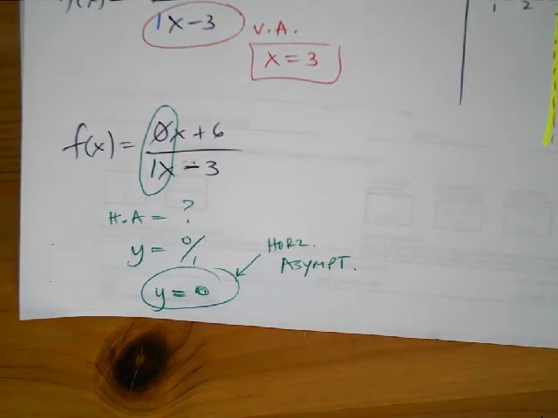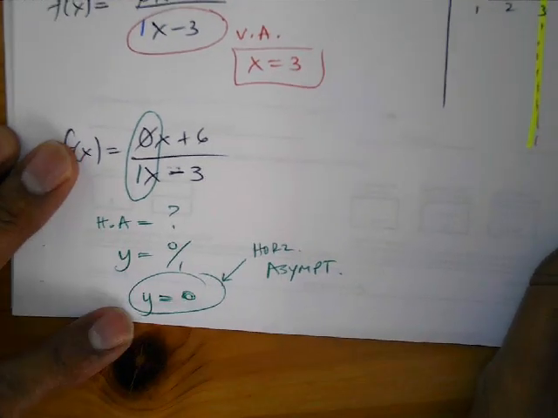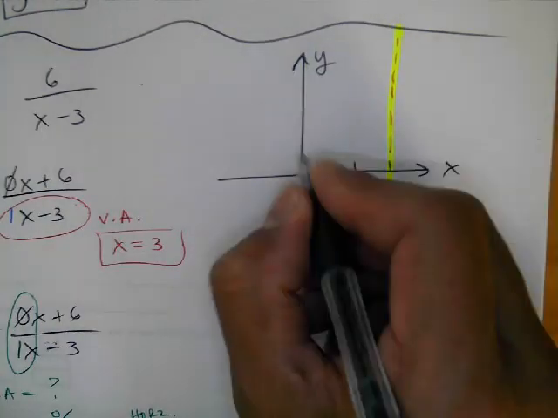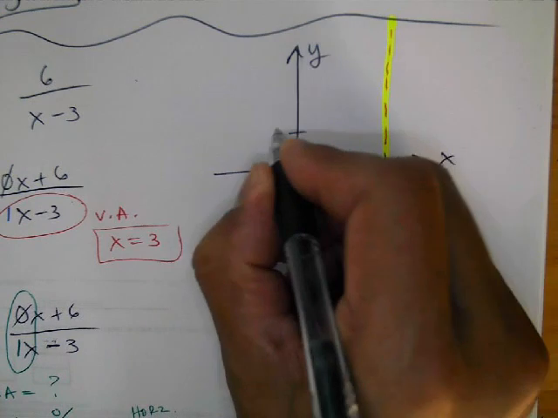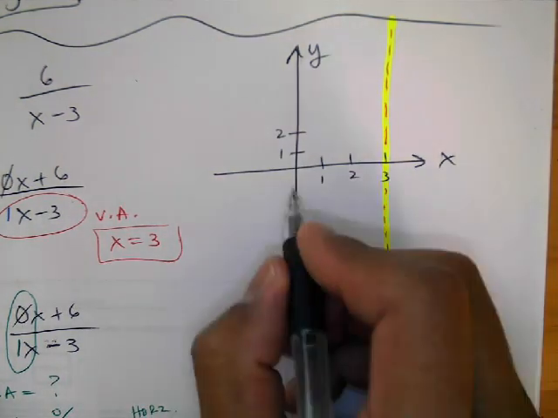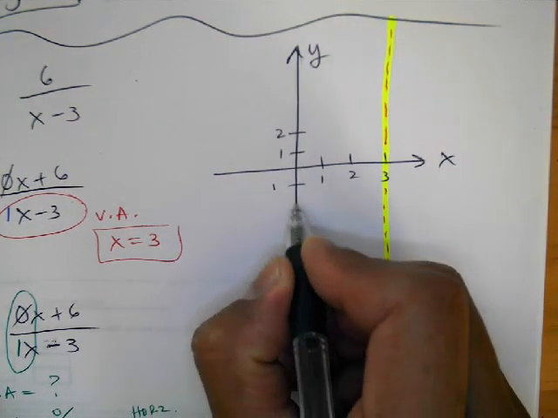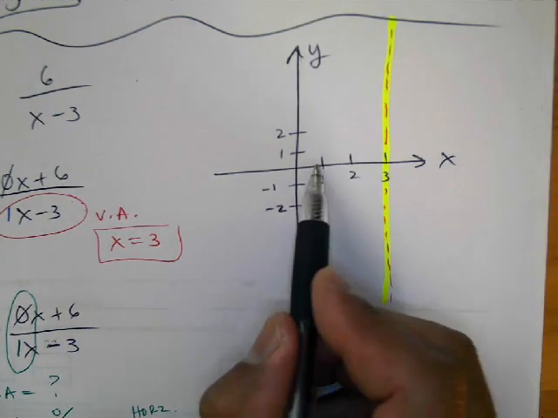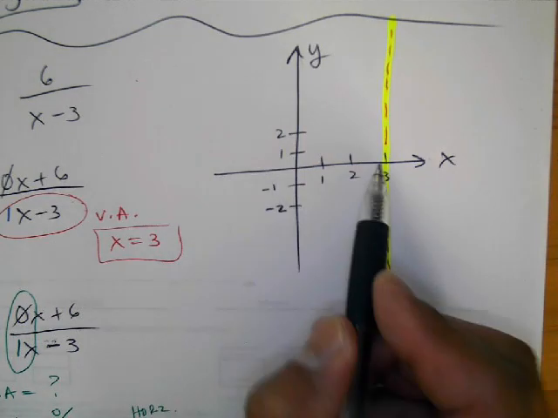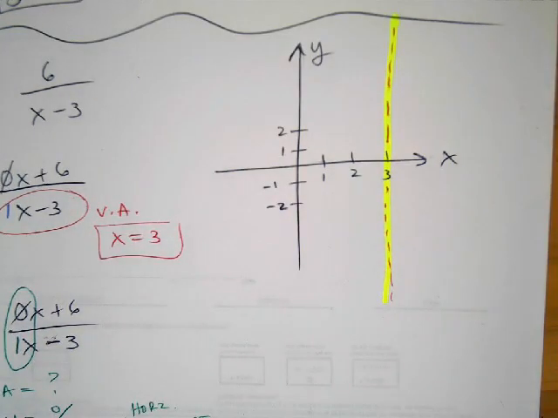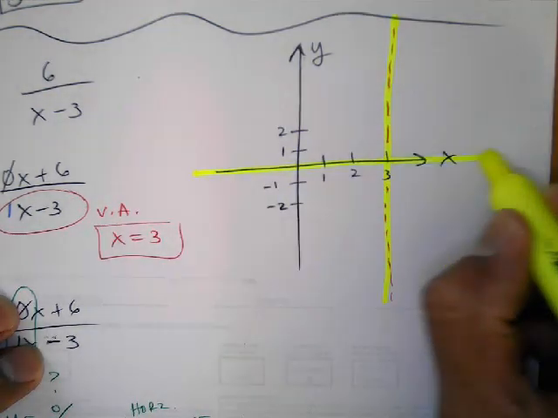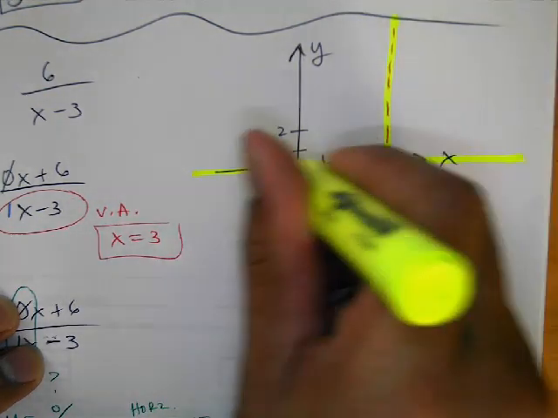Now, where is y is equal to 0? We've got to have these two asymptotes, these two boundary lines here. Y is equal to 0. Well, here's y is equal to 1. Here's y is equal to 2. Not up that way. Here's y is equal to negative 1. Here's y is equal to negative 2. So y is equal to 0 is actually like the x-axis, right?